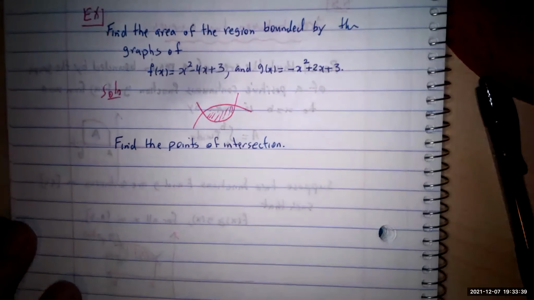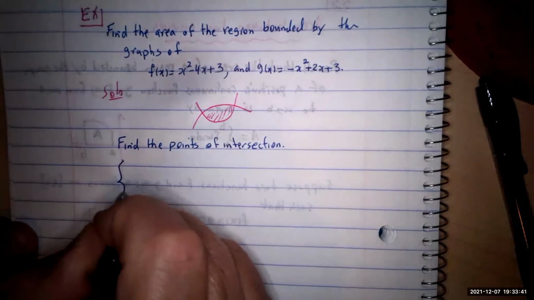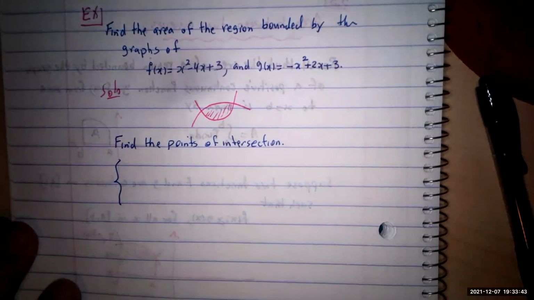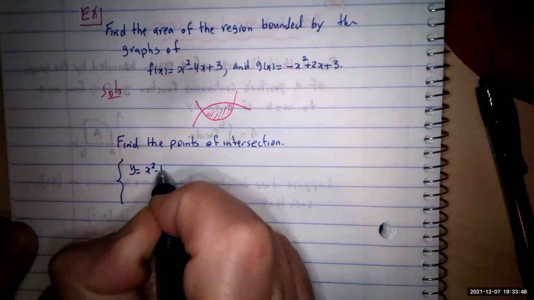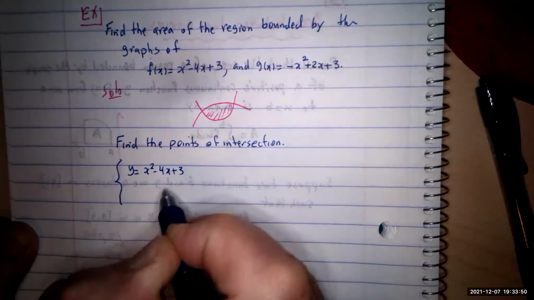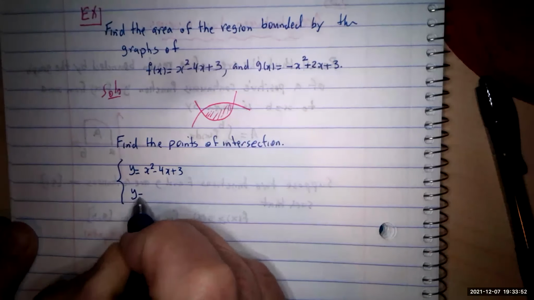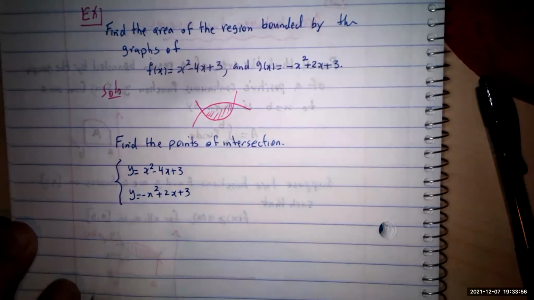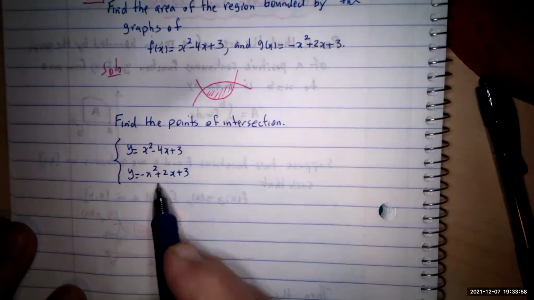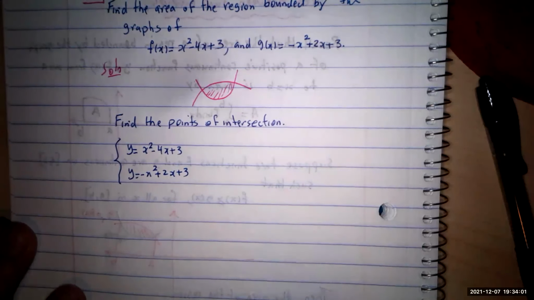So this means you are going to put them into a system of two equations, two variables. It's going to be y equal to x squared minus 4x plus 3, one of the equations, and the other one, y equal to negative x squared plus 2x plus 3. Substitution method: you let these two equal to each other and you solve for x.